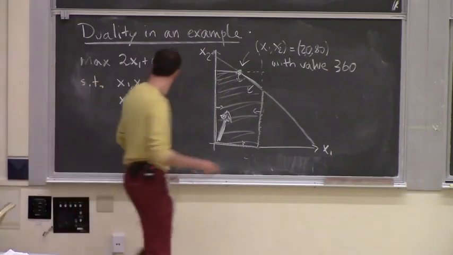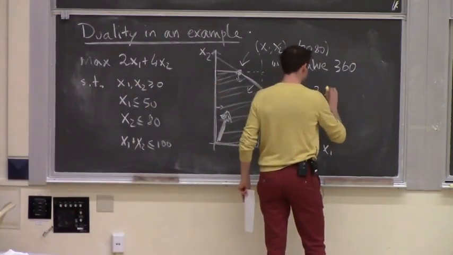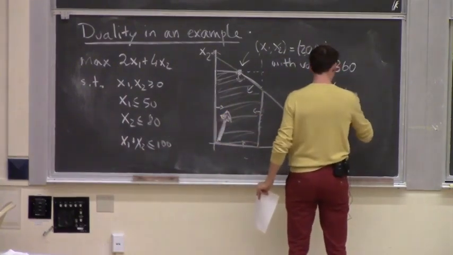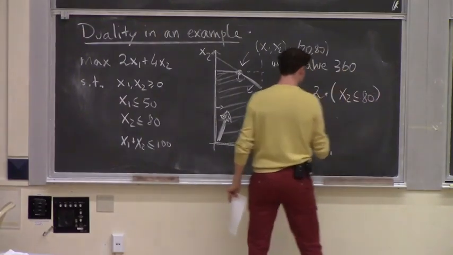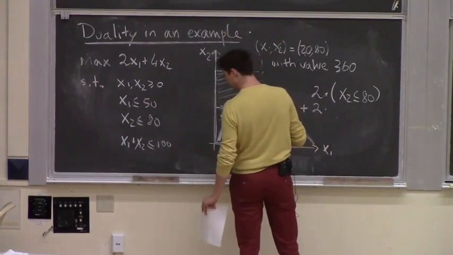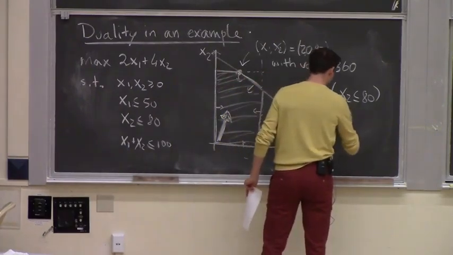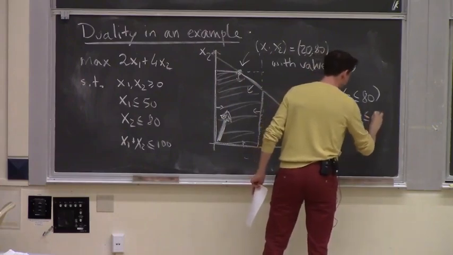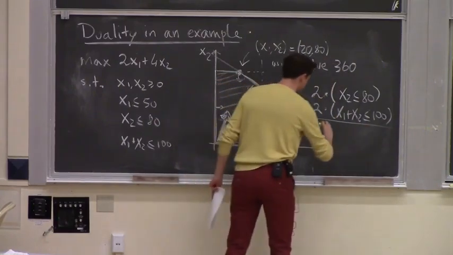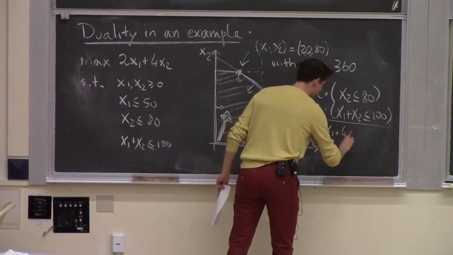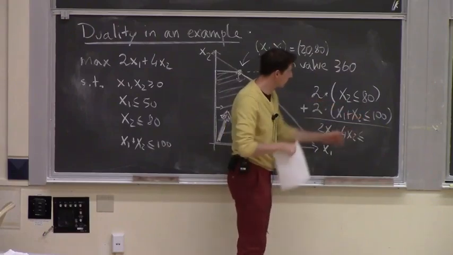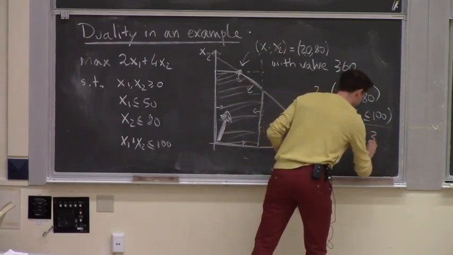In particular, I can write 2 times this inequality, x2 is at most 80, and add it to 2 times the other inequality, which is x1 plus x2 is at most 100. Okay, and I will get an inequality that says 2x1 plus 4x2 is at most, well, 160 plus 200, that's 360. Okay?